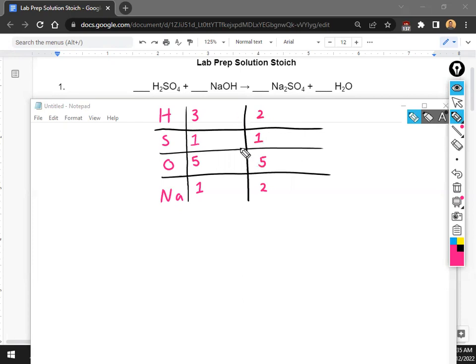All right, so if you take a look at the elements, which one's the one that's not balanced? Yeah, hydrogen is not balanced, right? On the right side. We need more hydrogens on the right side. So we have to add H to the right. Okay, so the only way we can do that is by adding the molecule that's already there. So we're going to put H2O.